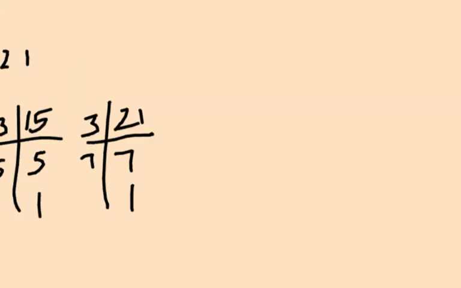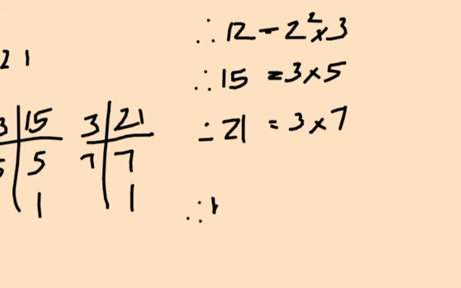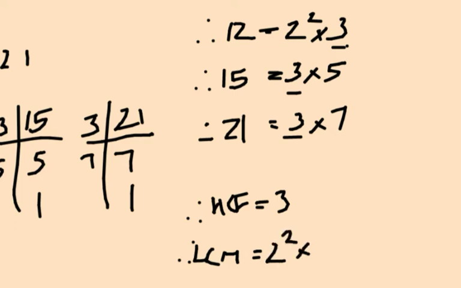So the factors of 12 are 2 square into 3. The factors of 15 are 3 into 5. The factors of 21 are 3 into 7. Therefore the HCF is equal to 3, since it is repeating in all the numbers, and the LCM is equal to the highest power of 2, which is 2 square. We write 3 as it is because its highest power is 1. We write 5 and 7 as it is.